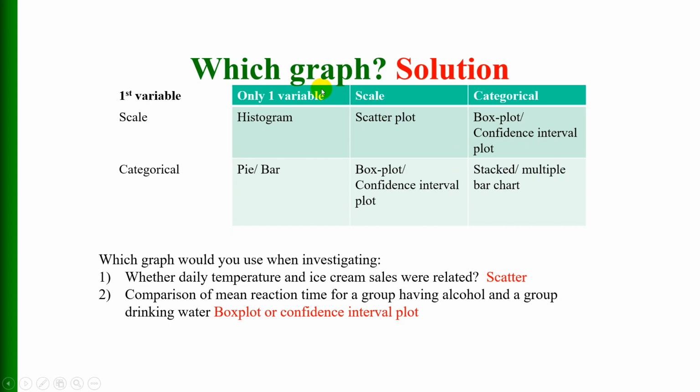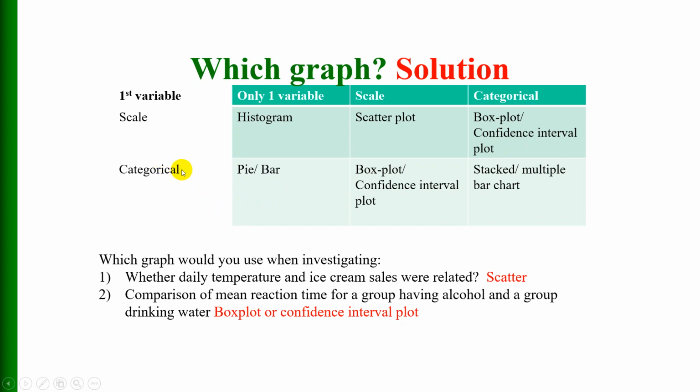Now again, which graph? This is the solution. For scale, we may use a histogram when there is only one variable. We may use a scatter plot when one is scale and another one is scale. When one is scale and another one is categorical, we may use a box plot or confidence interval plot.